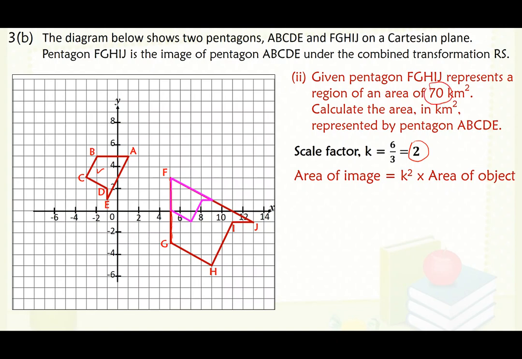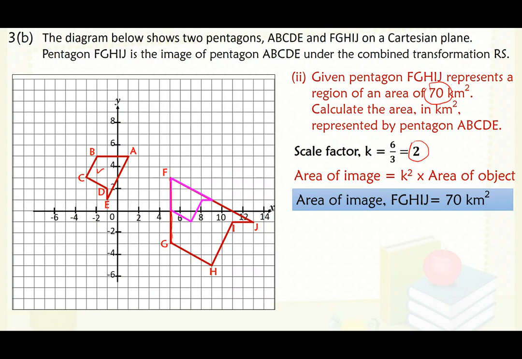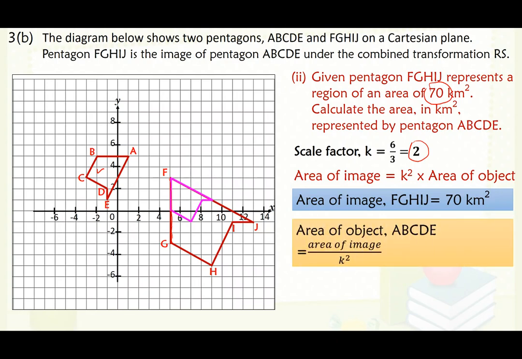Area of the image is 70. So area of object is equal to area of image divided by k squared. So equal to 70 divided by 2 squared, which is 17.5.